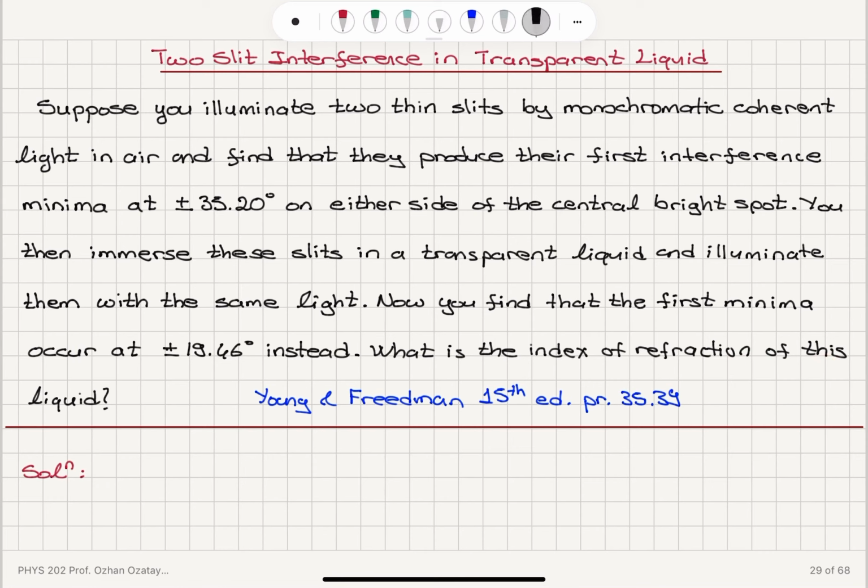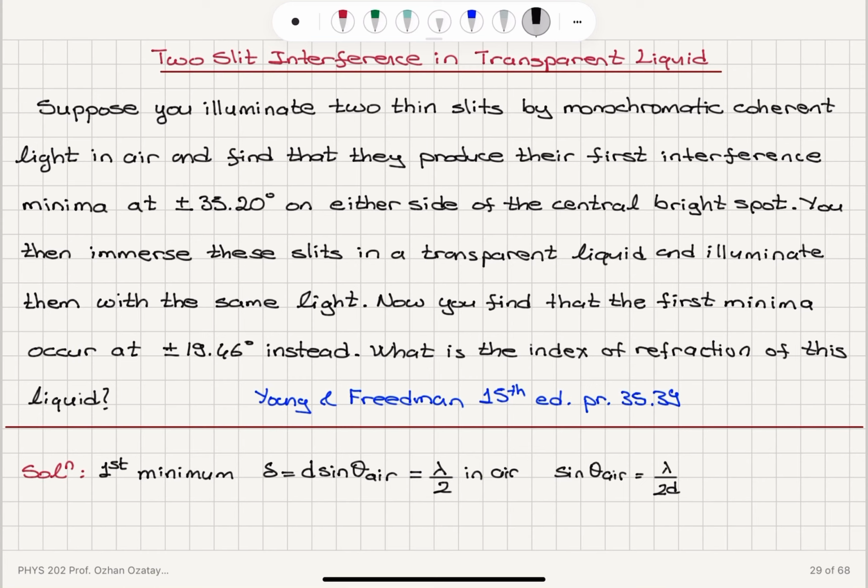Now, where do we get the first minimum? The first minimum in Young's double slit experiment corresponds to a path difference delta, which is d sine theta. Now, if it's in air, d sine theta air will be equal to lambda over 2 in air. So we find that sine theta air will be lambda in air divided by 2d.